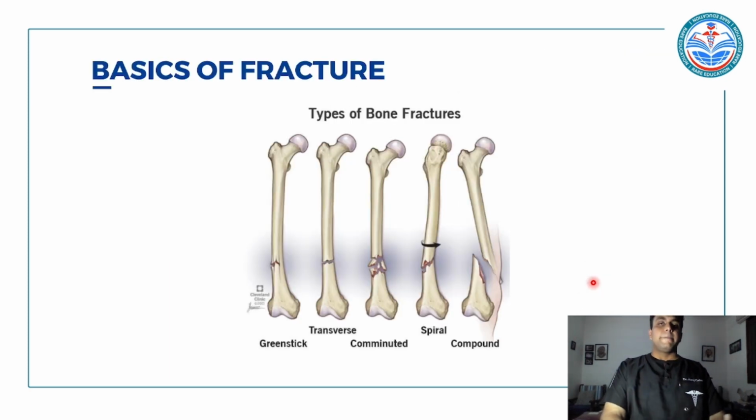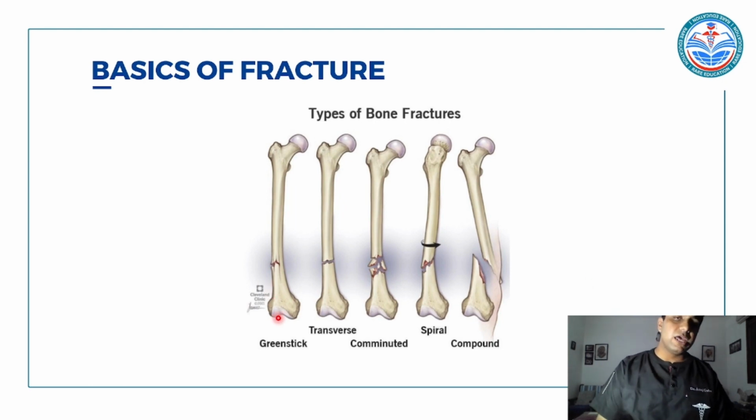So basics of fracture, basically remember the definition, that discontinuation in the continuity of the bone is called fracture. Now this you will study more in detail in orthopedics, but I've just put it here to give you a heads up again. So fracture can be of different types. It can be a green stick, transverse, comminuted, spiral, or a compound fracture depending on the type.